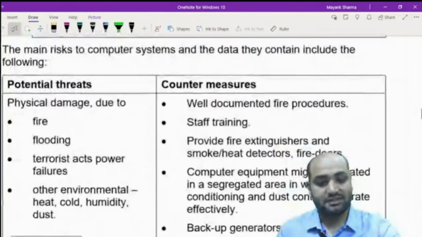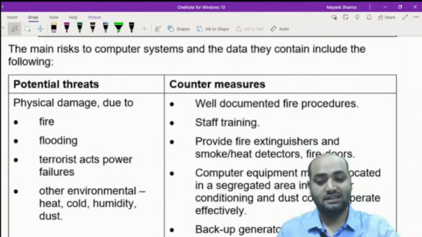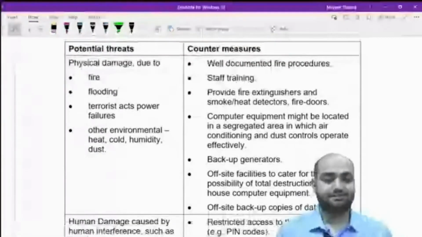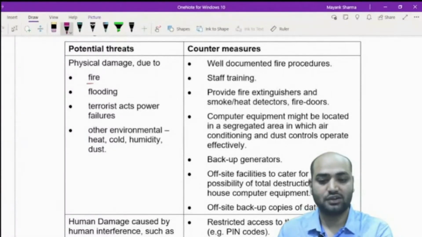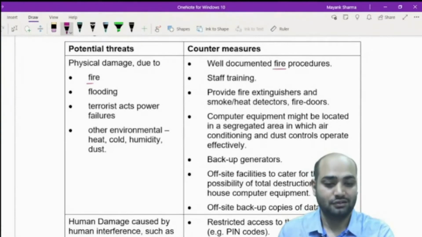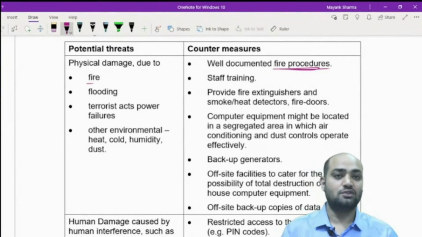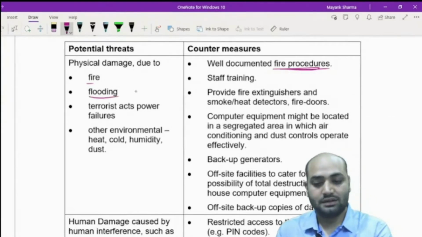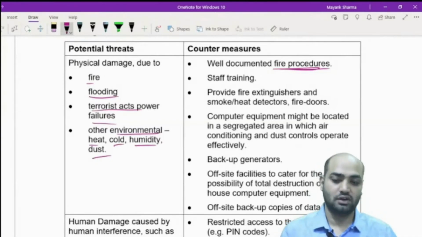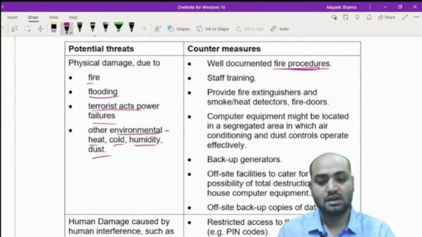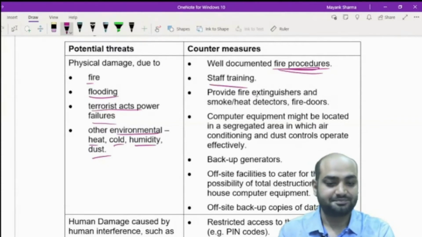The main risks to computer systems and the data they contain include the following. Let's see about the risks and what are the countermeasures. So we'll talk about the physical damage, which can be due to fire. So against fire, what can you have? You can have documented fire procedures. You can train your staff how to use a fire extinguisher. There can be flooding, terrorist acts, power failures, other environmental factors like heat, cold, humidity, and dust. So what are the protections against all these physical damages? Fire procedures, staff training, fire extinguishers and smoke or heat detectors, fire doors.